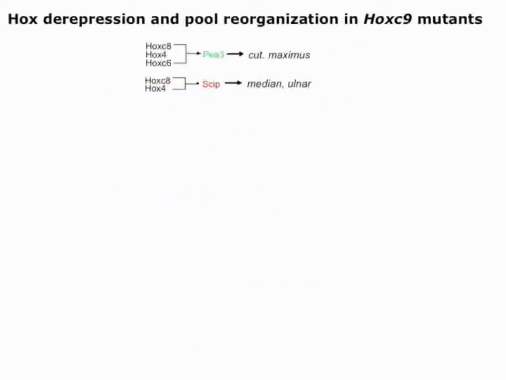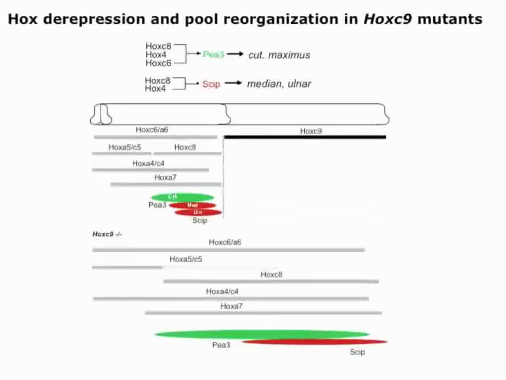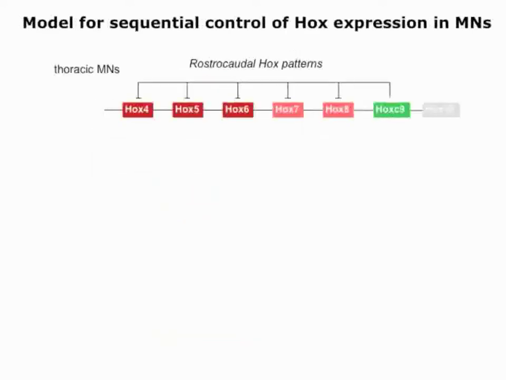This group of HOX genes are thought to be required for the specification of motor pools. Many of these pools can be defined by transcription factor expression such as PEA3 and SCIP. In HOXC9 mutants, all brachial HOX genes are de-repressed at thoracic levels, and there's an overall expansion of these motor pools. Our data indicate that HOXC9 has a central role in organizing the motor system.